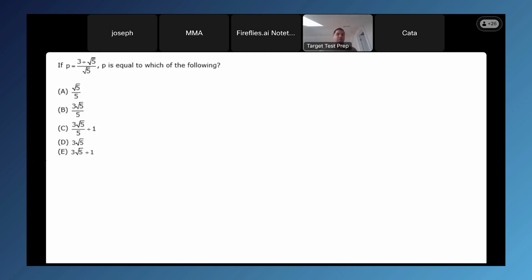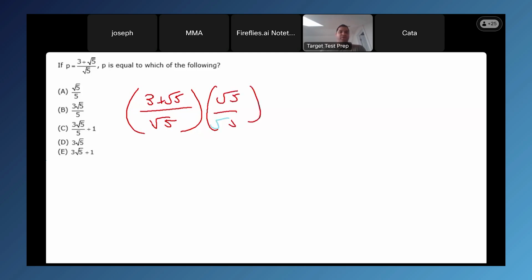All right, so this is all about rationalizing the denominator, right? What we're talking about here is how to get rid of the root. So we have 3 plus root 5 over root 5. We're going to multiply by root 5 over root 5, right, to get rid of the roots here. Now, when we do that, the denominator is pretty simple. That's going to be just a 5. And when we distribute the root 5, that's going to be 3 root 5 plus 5.